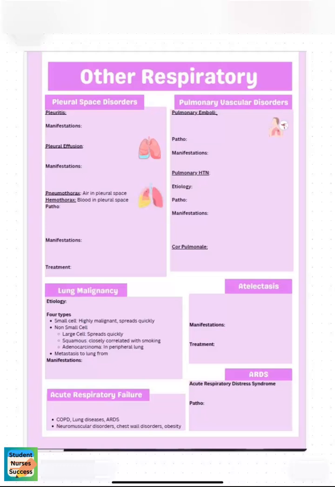This particular map is just all the leftover respiratory disorders that we couldn't fit into the other categories, but they're still important to know. So we're just going to finish up our respiratory series with this final map. Let's go ahead and begin.